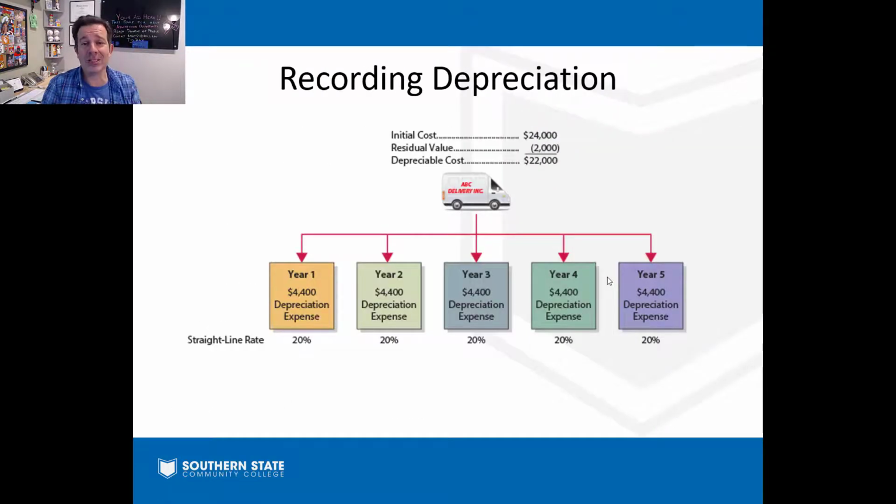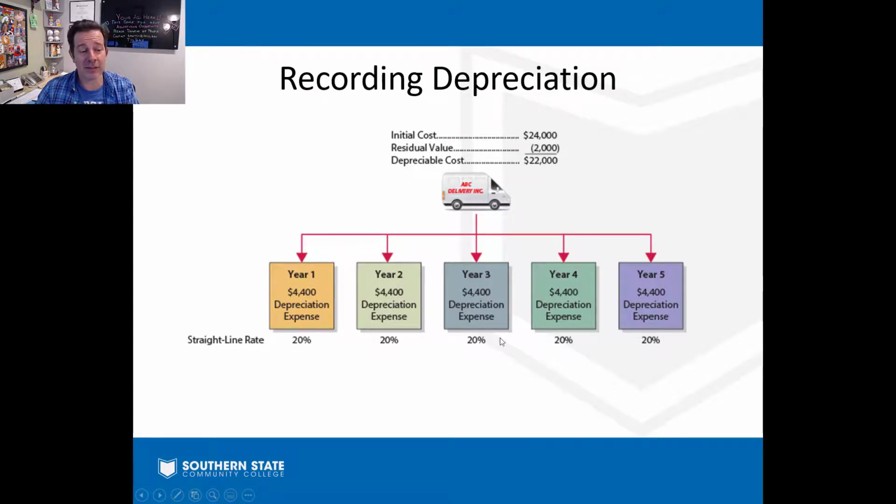So back to our example with the delivery truck. $24,000 initial cost. We need to know the initial cost. The $2,000 salvage value, we need to know that. We subtract the salvage value out of what we paid, and we get the depreciable cost. That's the amount we're trying to spread over the useful life here. In this case, useful life being 5 years. So $22,000 divided by 5 gives me $4,400 a year.